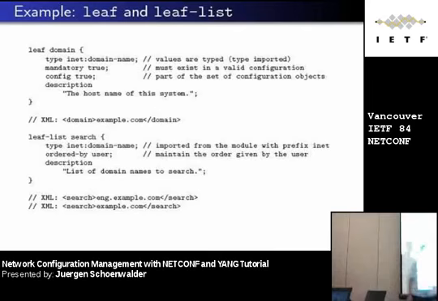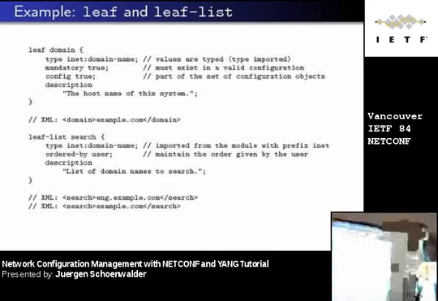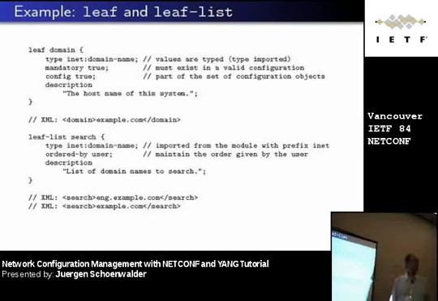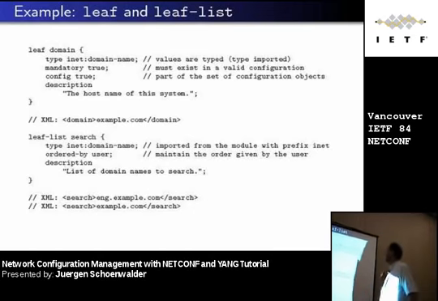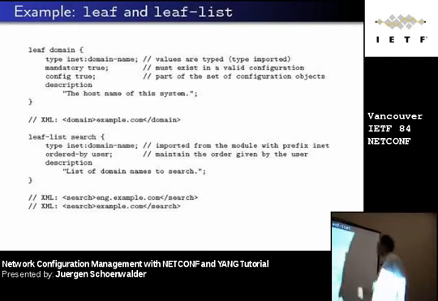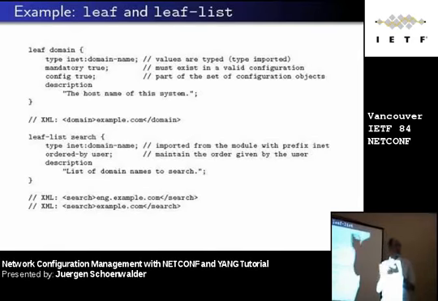Okay, here are examples of how to do this. Here's a simple leaf. I'm going to model a resolver configuration. That's the part of the operating system that knows which DNS server to call. I want to specify the domain, the domain the machine belongs to. So I'm using a predefined data type. There's a data type called domain-name that I'm importing from the module which has the prefix on it, and that's my shorthand to refer to this really ugly long name. So I'm importing that domain name.